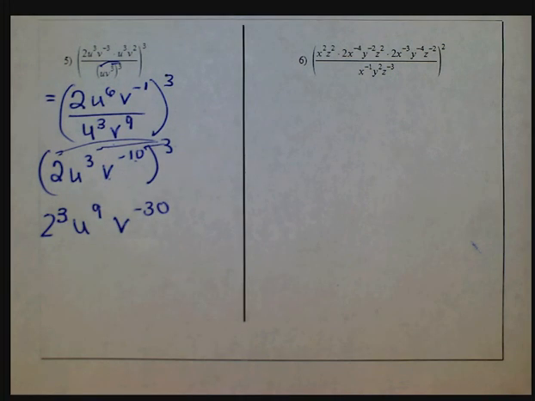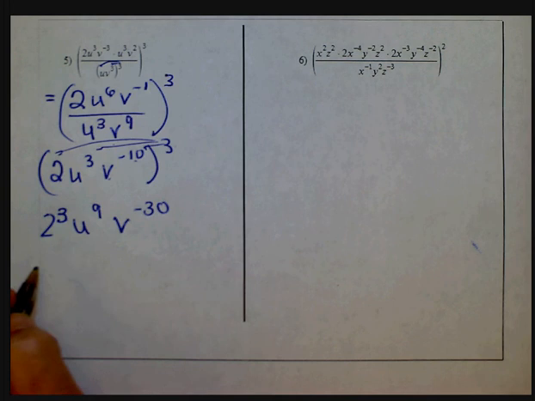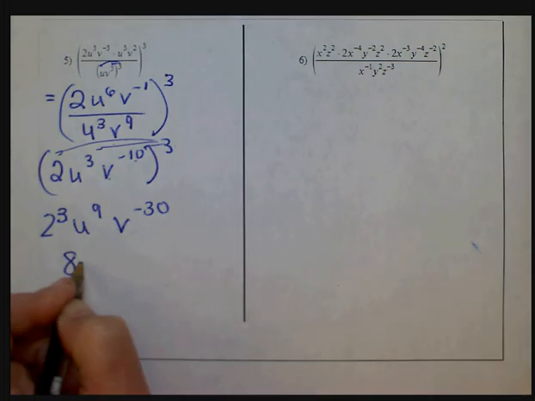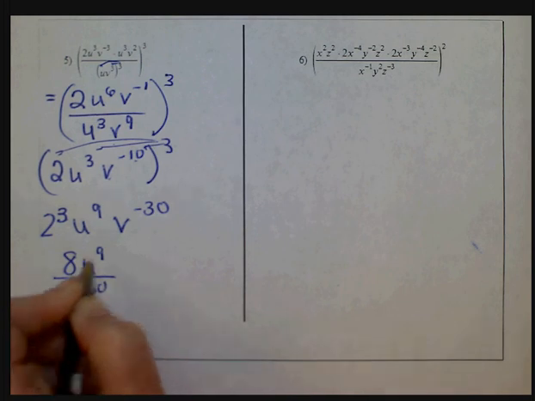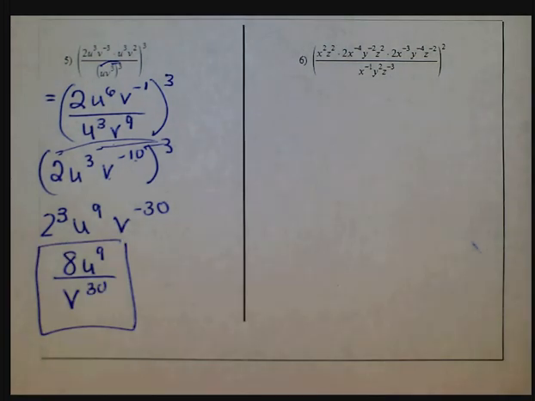Evaluate the exponent, the number. 2 to the third is 2 times 2 times 2, which is 8. U to the 9th stays on top. Since v is raised to the negative 30 power, it goes to the bottom. So my final answer is 8 u to the 9th over v to the 30th.